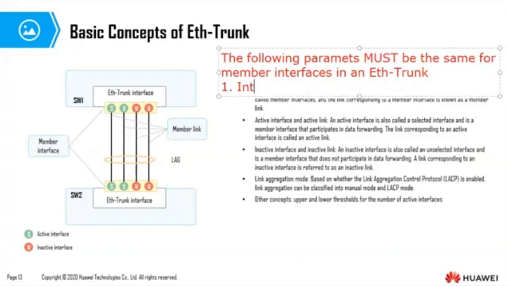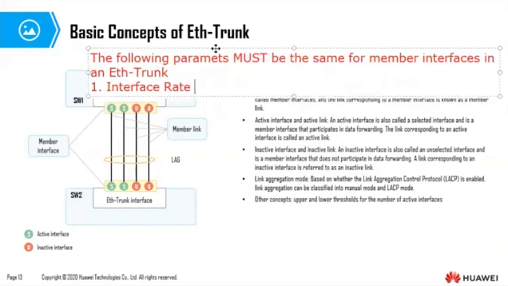Number 1 is the interface rate. By interface rate, we mean the processing speed. So don't add 100 megabits per second interfaces to an Eth trunk that has 1,000 megabits per second. Don't add Ethernet interfaces to gigabit Ethernet interfaces on the same Ethernet trunk. Are we together? So that's what we are saying there.